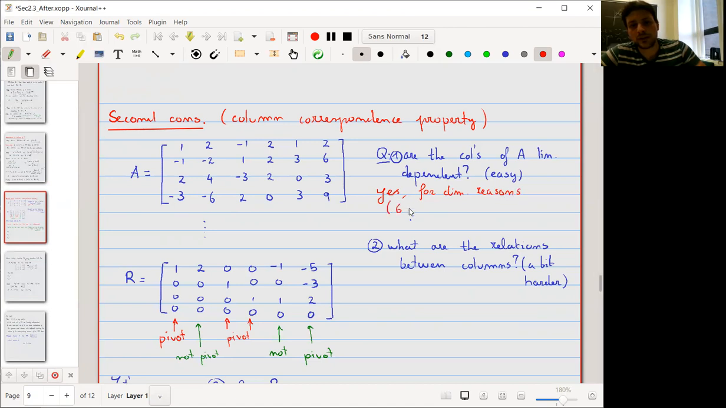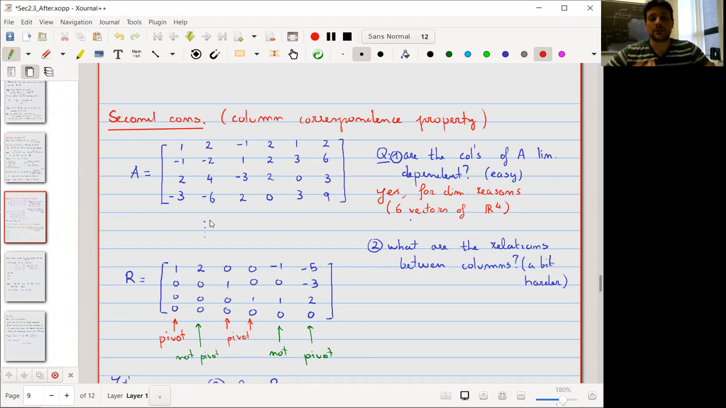Because we have 6 vectors of R4. This answer is not too bad, but if I start asking you, what are the relations between these columns? We know relations exist because the columns are linearly dependent. It becomes a little bit harder to understand what the linear dependency relations are between these columns. And this second consequence is an answer exactly to this second question.